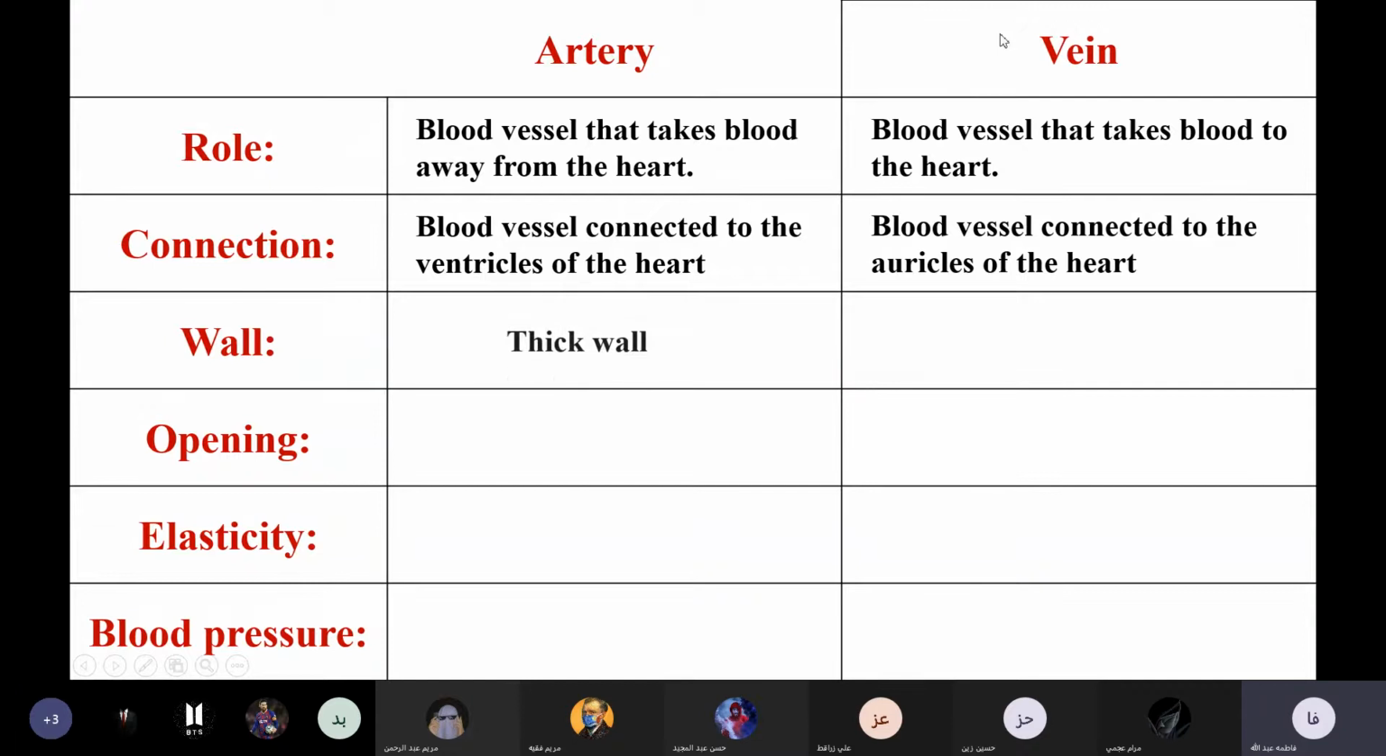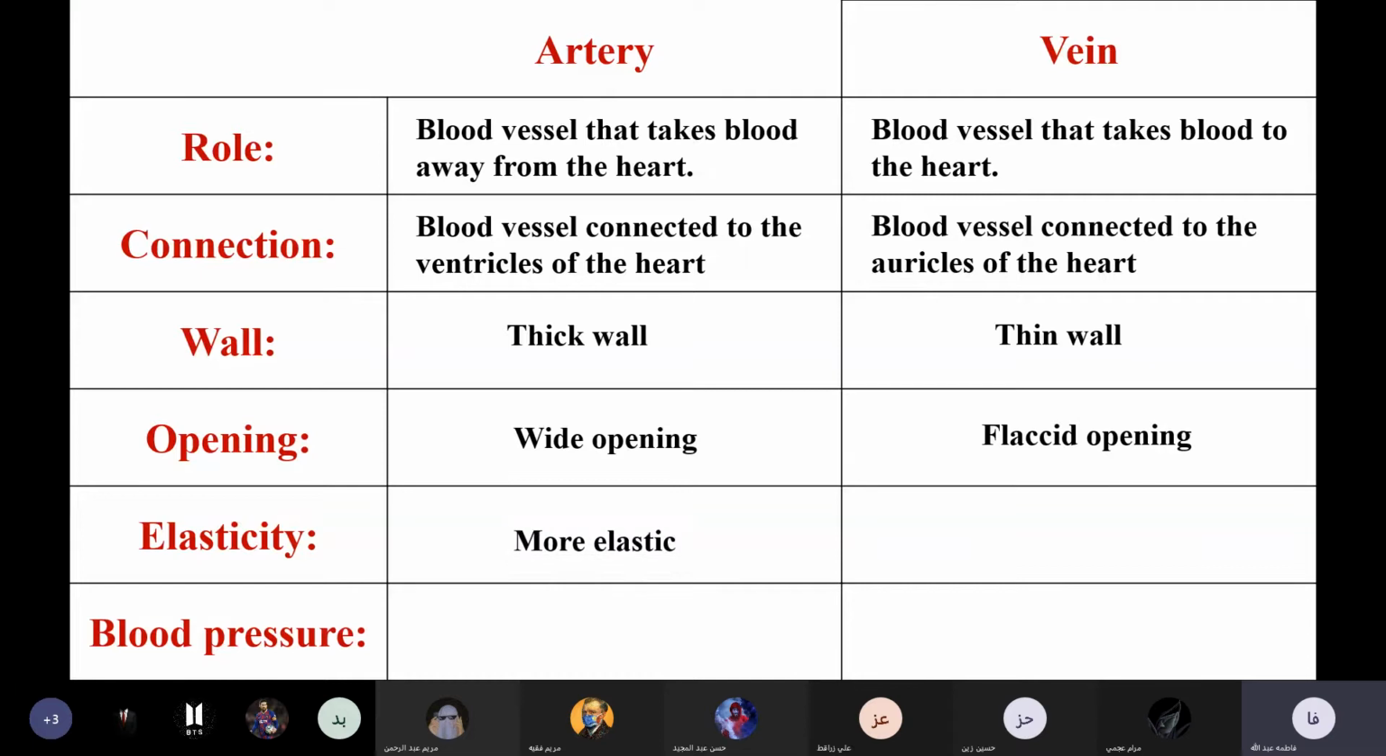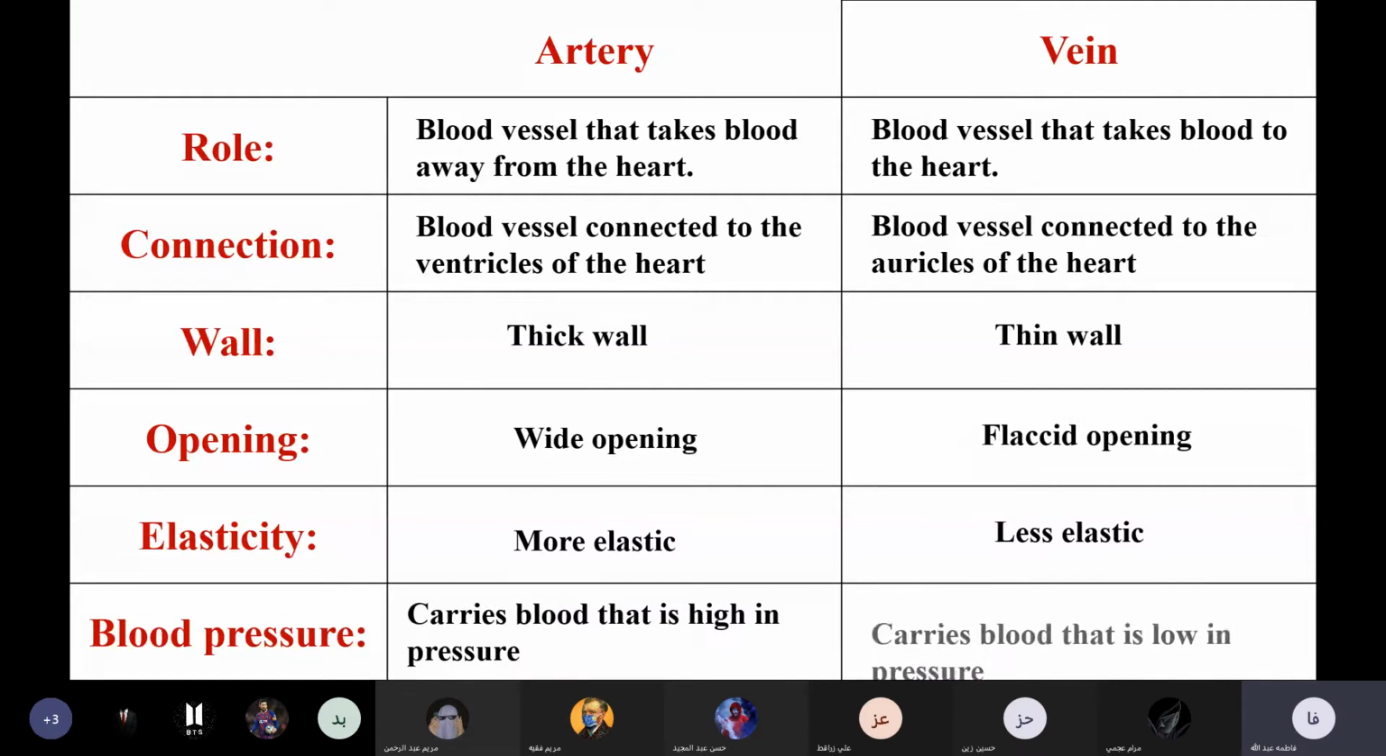The wall of the artery is thick, the wall of the vein is thin. The artery has a wide opening, the vein has a flaccid opening. We must memorize them. The artery is more elastic, the vein is less elastic, and the artery carries blood which is high in pressure. The vein carries blood which is low in pressure.